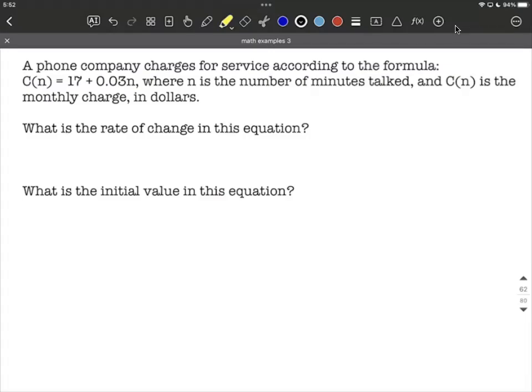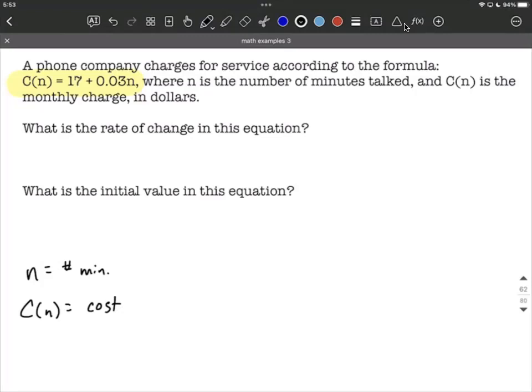In this example, we're going to be looking at a cost function for a phone company. It's going to be dependent on the number of minutes that you actually talk. They've given us a formula, C of n equals 17 plus 0.03n, where n is the number of minutes, and C of n is our cost. That cost depends on the number of minutes that you talk.